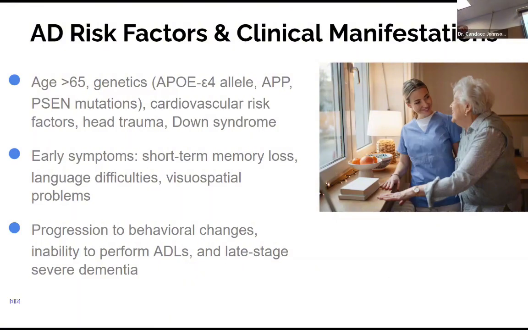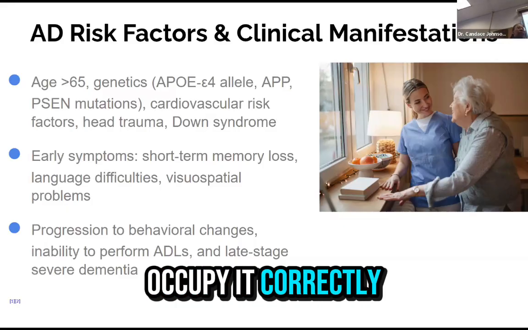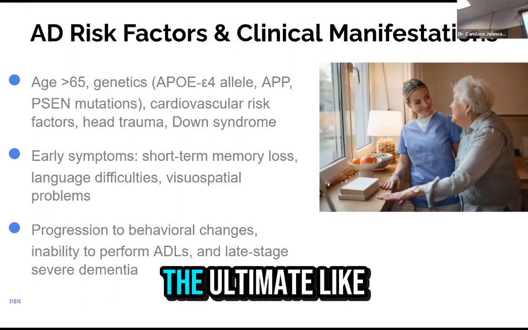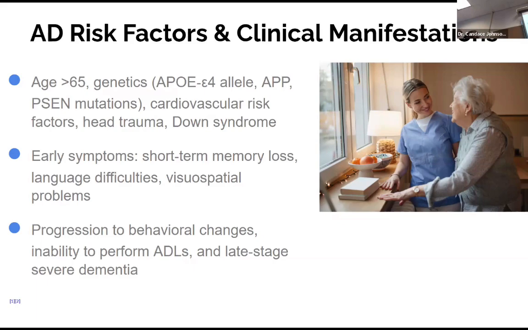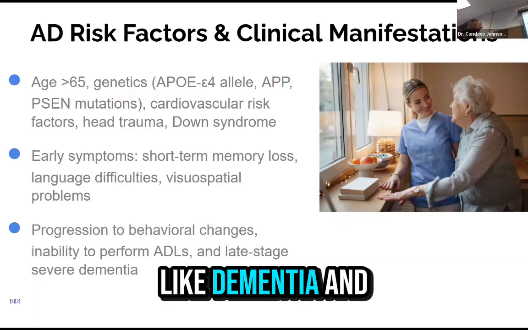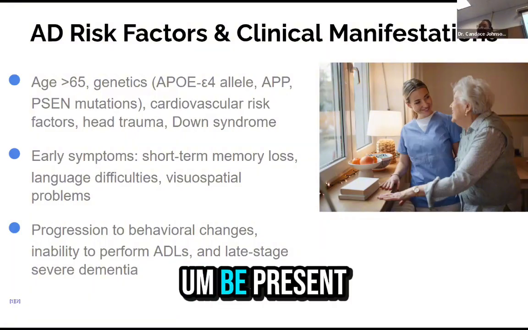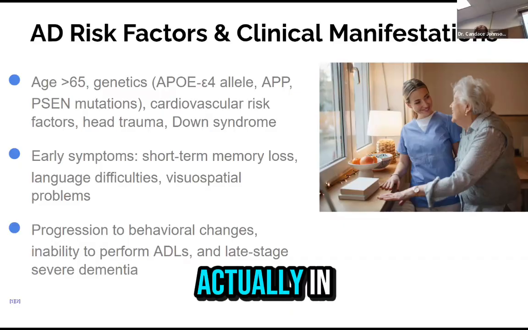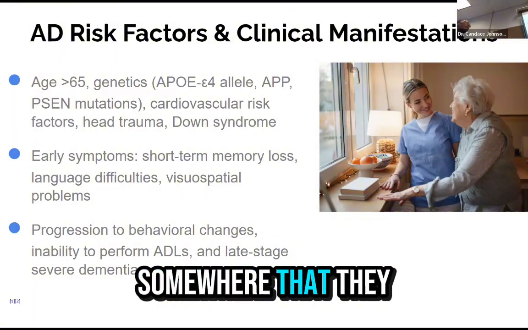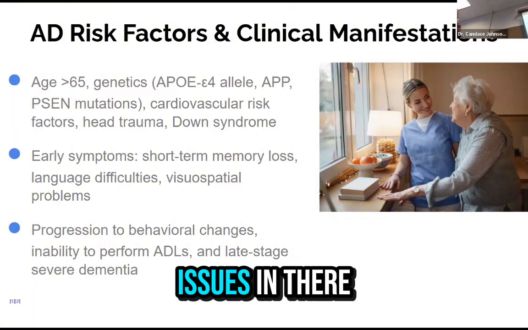Also spatial difficulties, like being aware of your spatial environment and being able to occupy it correctly. It has to do with the progressive nature of the diseases they may experience in the future, like dementia. Dementia can often have the patient be present in a space that they aren't actually in, almost like a psychosis where the individual believes they are somewhere they are not. So there are some visual spatial issues in there.